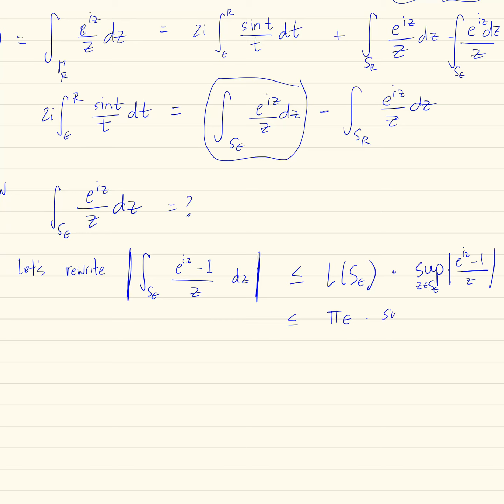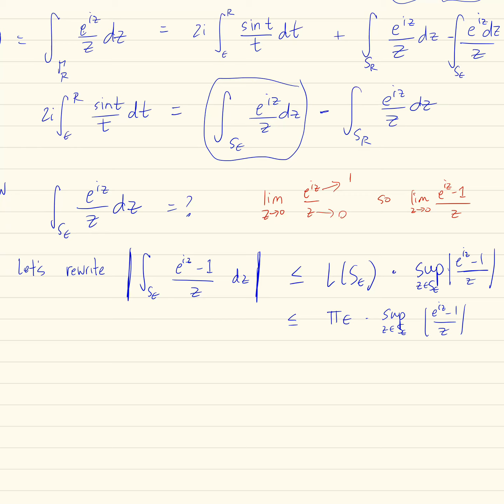Okay, and now over here, we've got the sup of e to the iz minus 1 over z, z in S epsilon. Now, why are we looking at e to the iz minus 1 over z? That's the question. The answer is because now z equals 0 is a removable singularity, right? So how do we notice that? Because look, what's the limit as z goes to 0 of e to the iz over z? The bottom's going to 0, the numerator is going to 1. Put in e to the iz minus 1, and we're good to go, right?